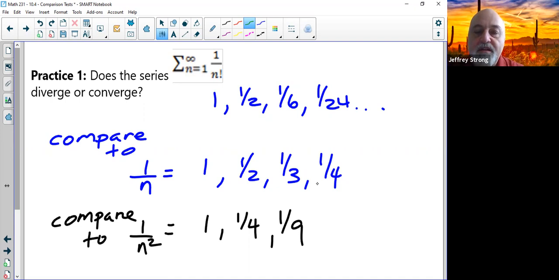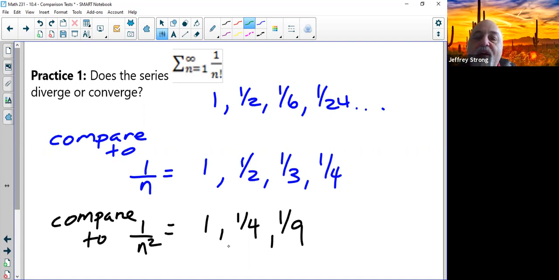The way the term comparison works, if it's greater than a diverging series, it diverges. If it's less than a converging series, it converges. But otherwise, you won't know. So comparing it to 1 over n, we don't get any answer here.